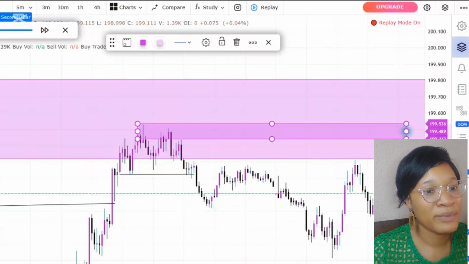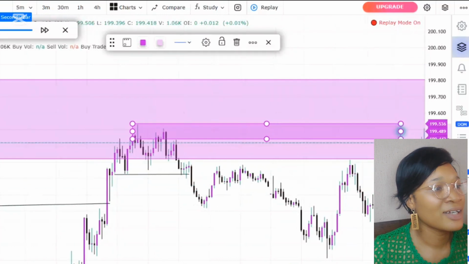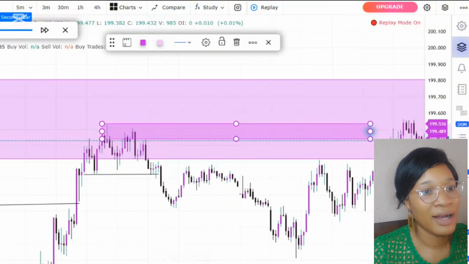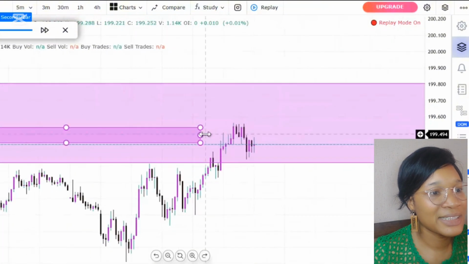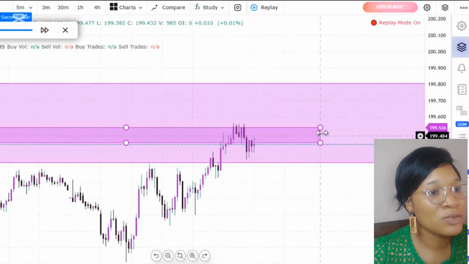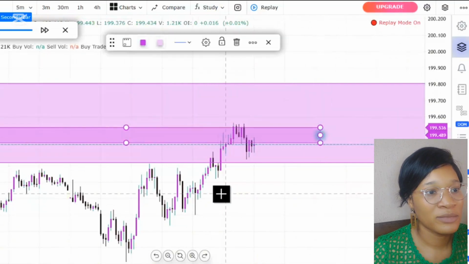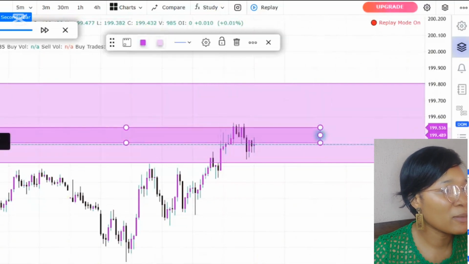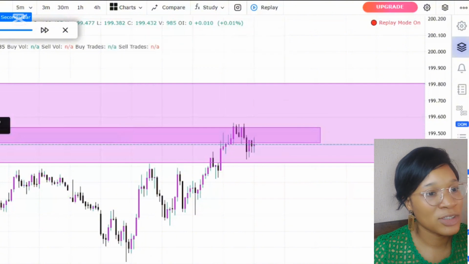It almost seems like price is leaving us. Aha, you can see how price came into that zone. So this is where I want to be taking my trade from, right? This is where I want to be taking my trade from. I'll just go look for my short position tool.